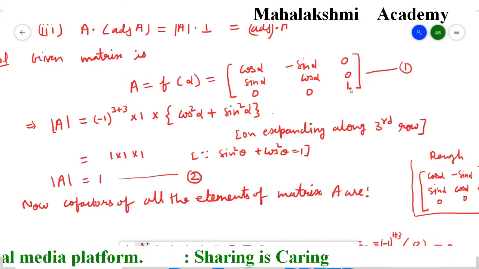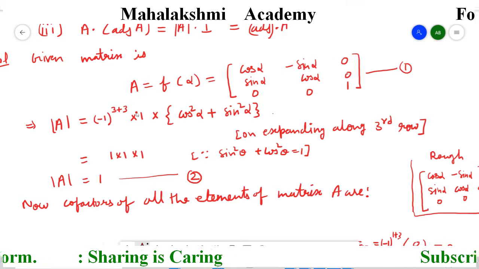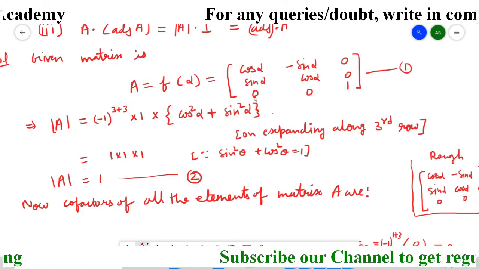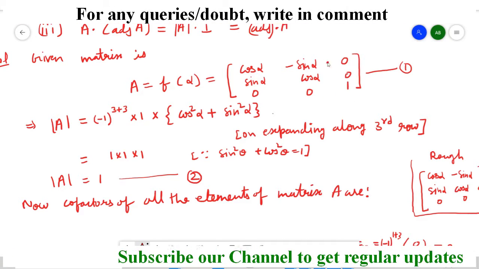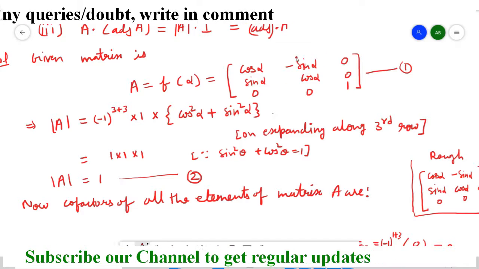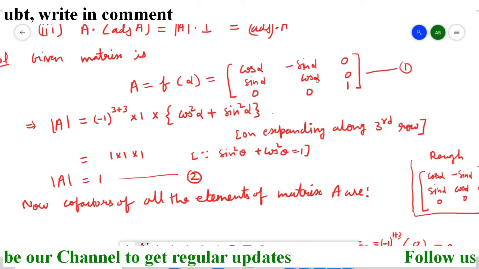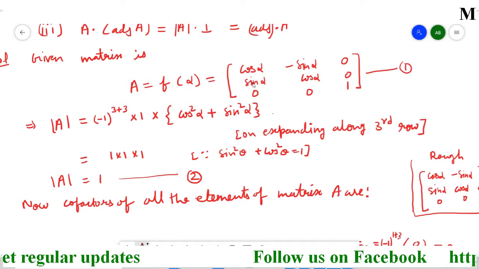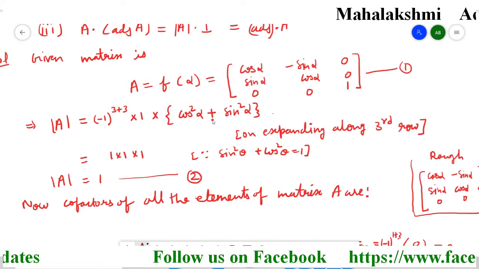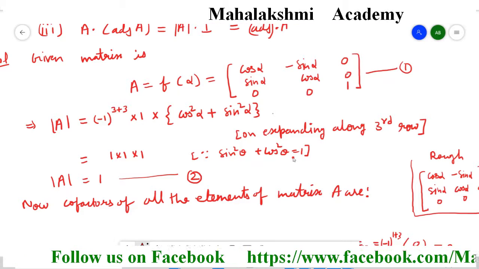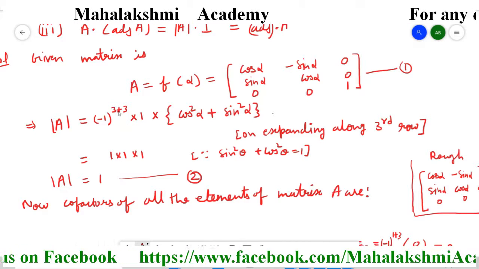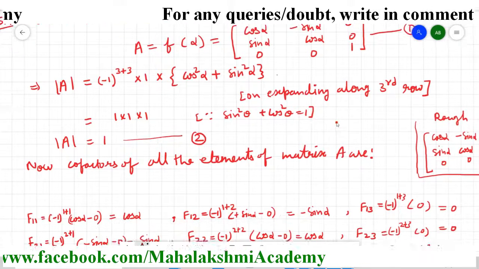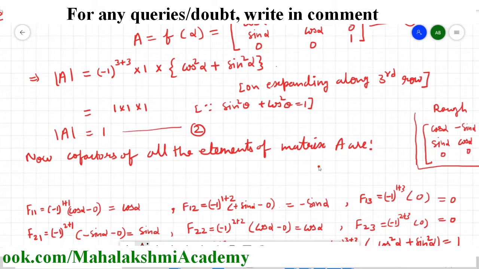Since it is A33, that's why (-1) to the power 3+3. Then the number is 1 itself, and the minor: when we cross out, we remain with this square matrix. In this square matrix, cos into cos is cos square, then minus multiplied by minus sine square. So minus minus gives plus, and sine square plus cos square theta you know is 1. Here also the sum of powers is even, so all are 1. So the conclusion is that the determinant of the given matrix is 1.